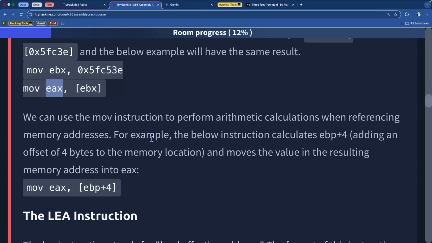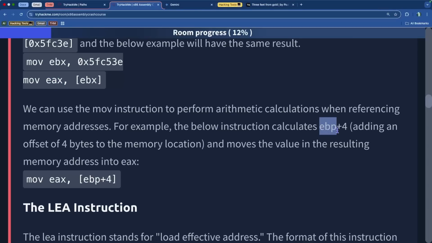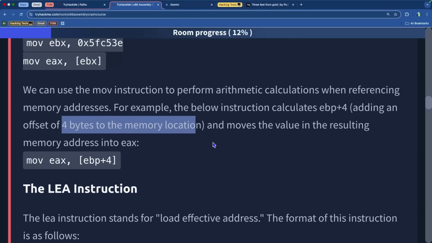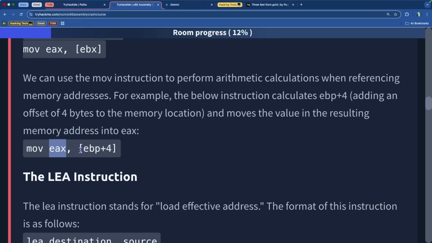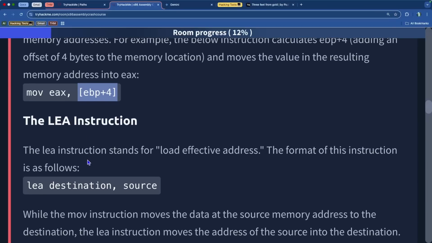So we can use the MOV instruction to perform arithmetic calculations when referencing memory addresses. For example, the below instruction calculates EBP plus 4, adding an offset of 4 bytes to the memory location, and moves the value in the resulting memory address. So move into this location this specific value, which is inside of a memory location.